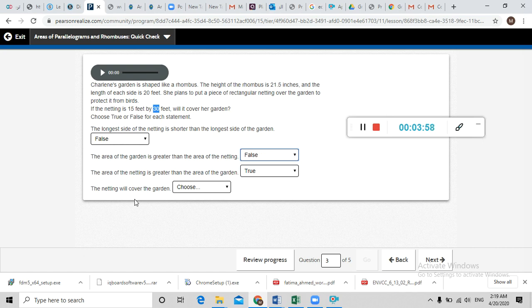Now, will the netting cover the garden? We have to remember that the netting is a rectangle and the garden is what? A rhombus, and its height is 21.5. So the rectangle in this case will not cover the garden because the rectangle width is 15 feet. So it's false.